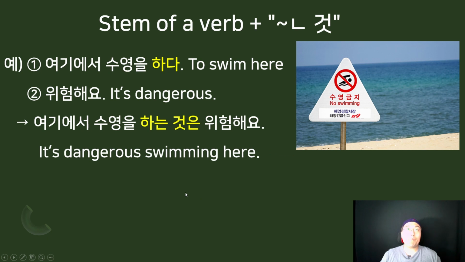Let's look at another example. Number one, 여기에서 수영을 하다. To swim here. Number two, 위험해요. It's dangerous. When we put things together, 여기에서 수영을 하는 것은 위험해요. It's dangerous swimming here. Here as well, to put two sentences together, I changed 하다 to 하는 것, like verb into noun. What about an object?